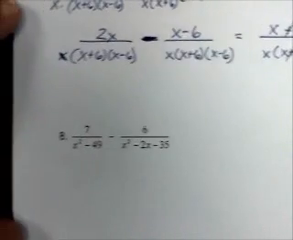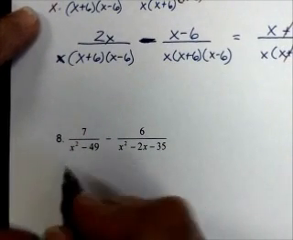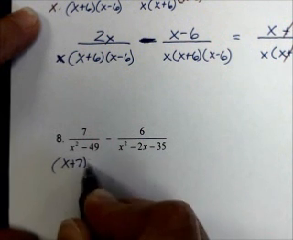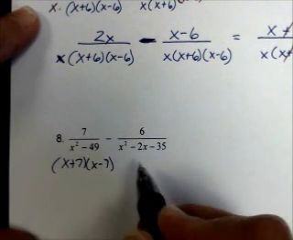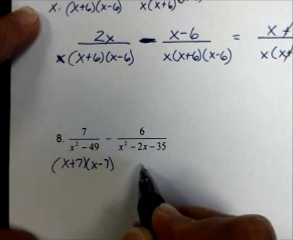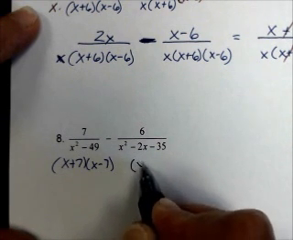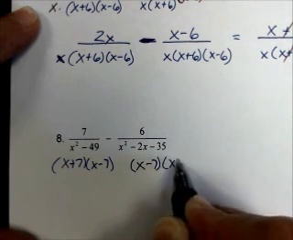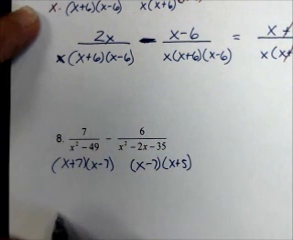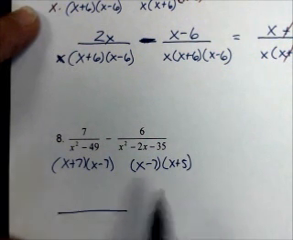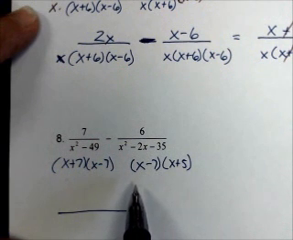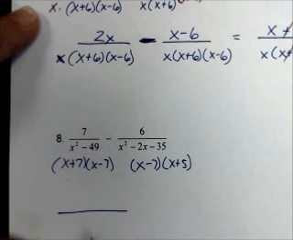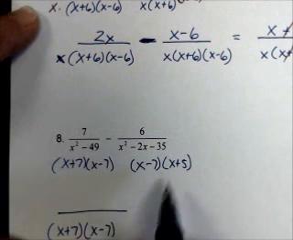Number 8, factor those denominators. Difference of two perfect squares. And the trinomial, factors of negative 35 that add to negative 2 are negative 7 and positive 5. Again, we need each factor the greatest number of times it appears in any denominator. So x plus 7, they share an x minus 7, and x plus 5.